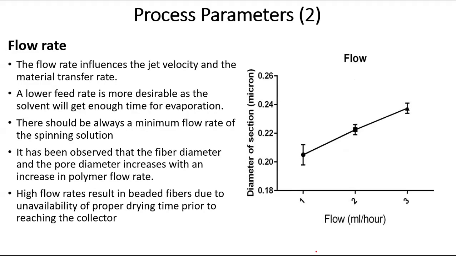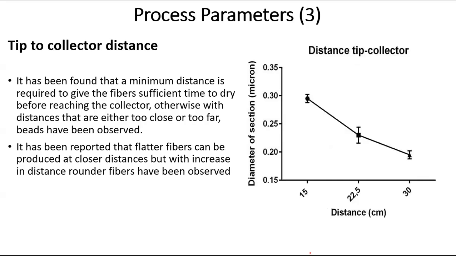The flow rate or the injection speed. If the flow rate is increased, we can expect an increase in the diameter of the fiber. A lower feed rate is very good as the solvent will get enough time for evaporation. So there should always be a minimal flow rate for the spinning solution specifically to produce not microfibers but nanofibers. High flow rates result in beaded fibers due to the unavailability of proper drying. If the flow rate is high, beads may form.